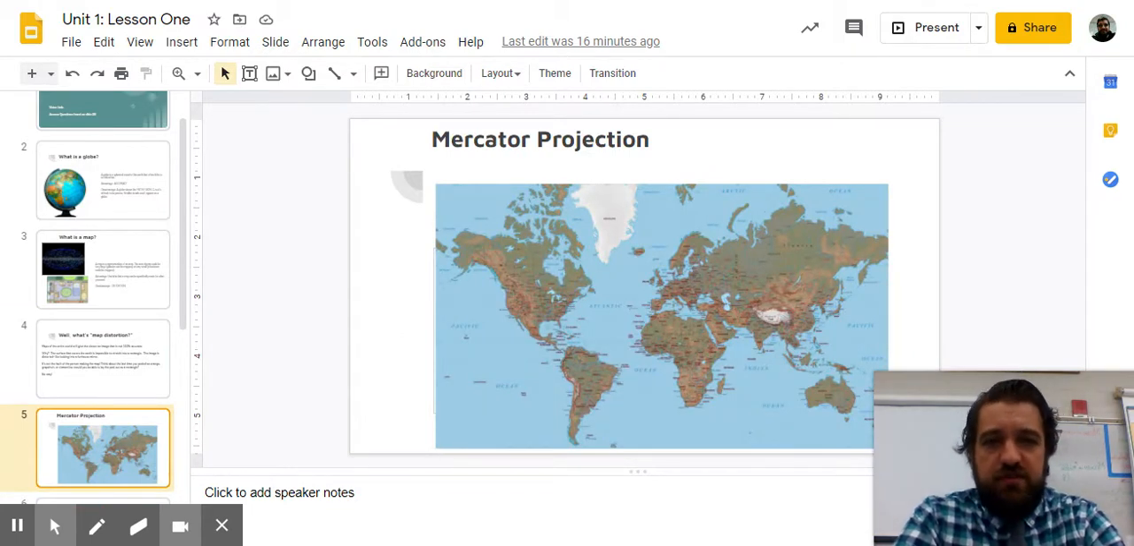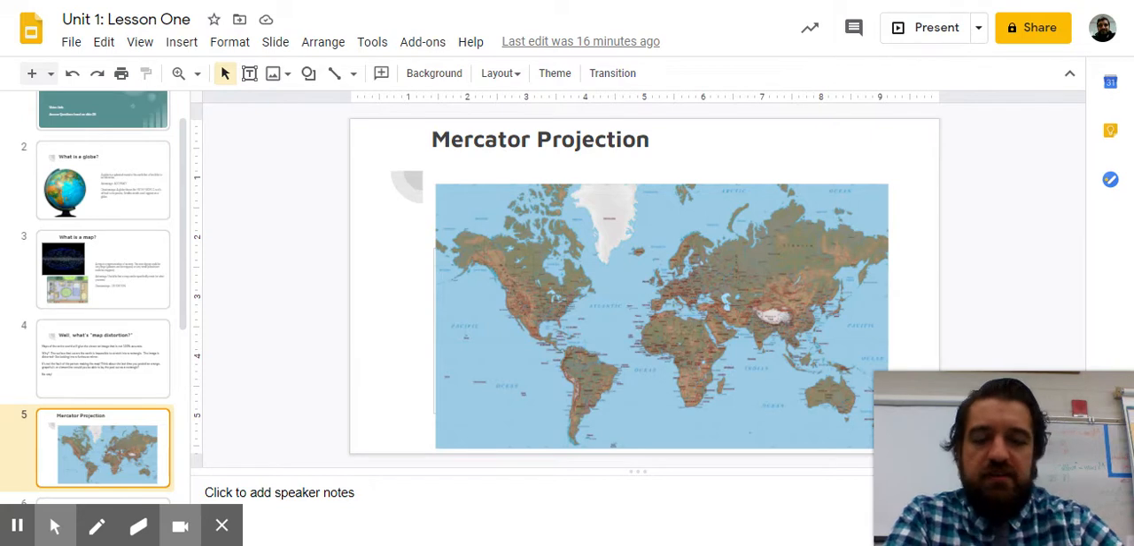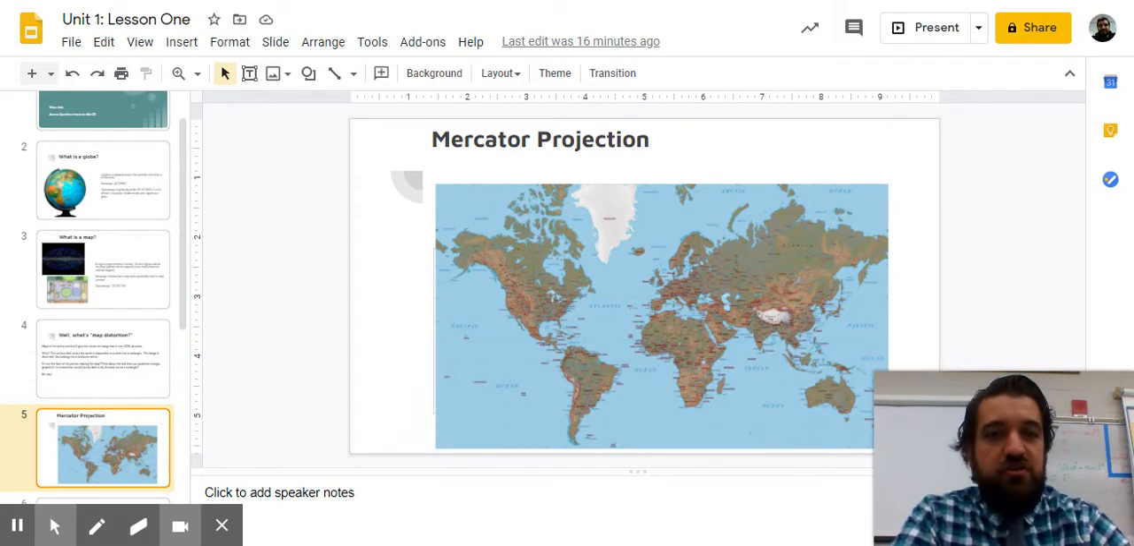So an example of this would be the famous one called the Mercator Projection. Now, people like the Mercator Projection because the lines of longitude and the lines of latitude are all straight. However, by doing that, it makes things distorted. For example, Alaska, anything towards the poles gets much larger.